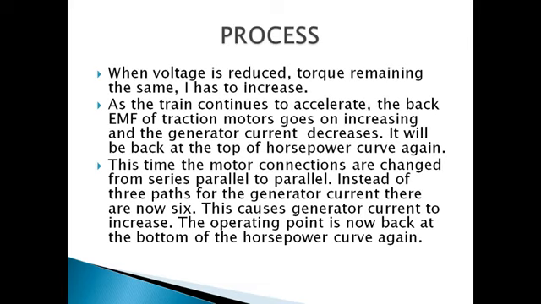As the train continues to accelerate, the back EMF of traction motors goes on increasing and the generator current decreases. It will be back at the top of the horsepower curve again. This time, the motor connections are changed from series parallel to parallel. Instead of 3 paths for the generator current, there are now 6. This causes generator current to increase. The operating point is now back at the bottom of the horsepower curve again.